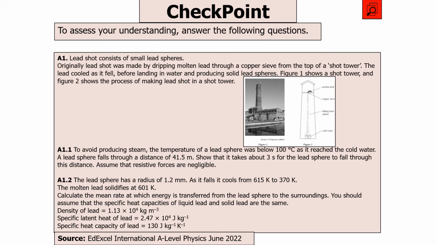The lead sphere has a radius of 1.2 millimeters. As it falls, it cools from 615 to 370 Kelvin. The molten lead solidifies at 601 Kelvin. Calculate the mean rate at which the energy is transferred from the lead sphere to the surroundings.